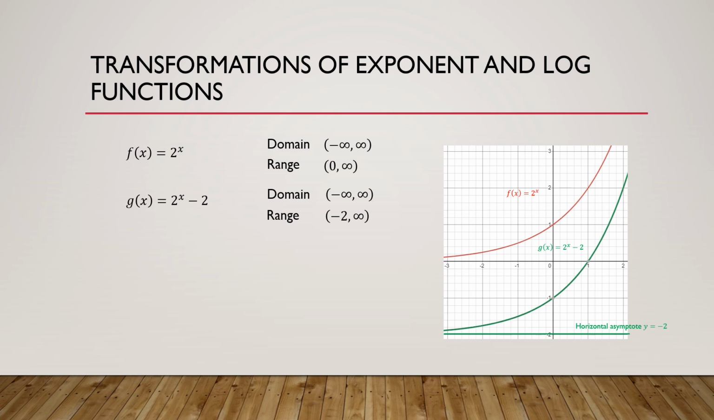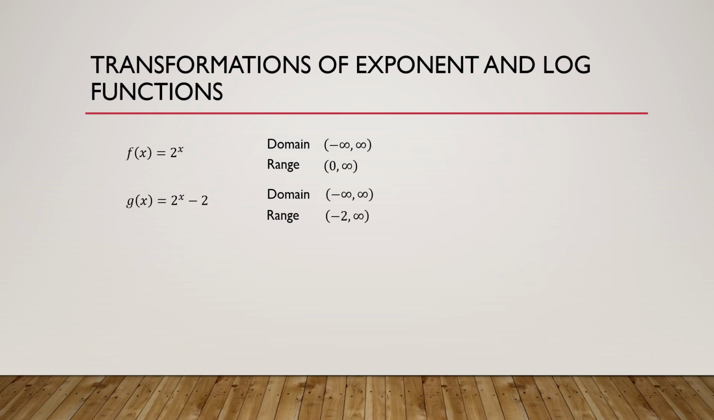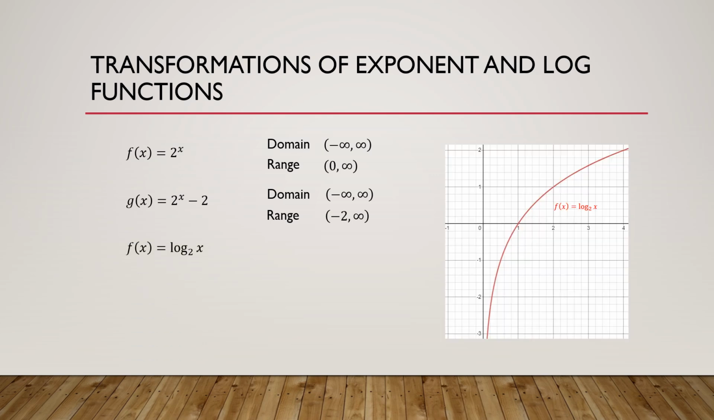Conversely, logarithmic functions have only vertical asymptotes, so only horizontal transformations will change these. The function log base 2 of x has a domain of all real numbers greater than 0 and a range of all real numbers, making a vertical asymptote at x equals 0.